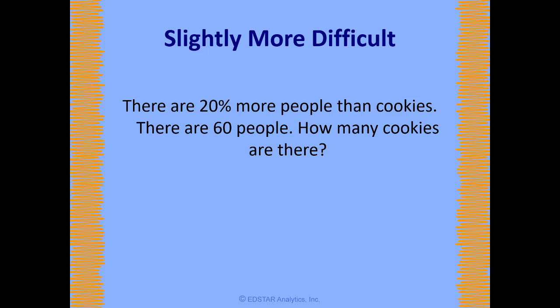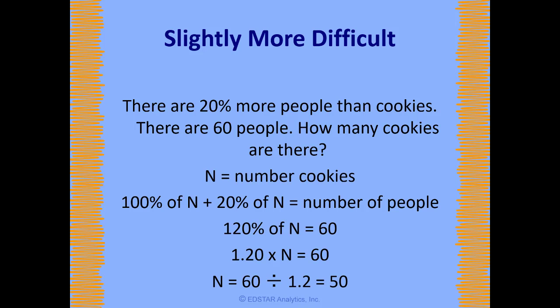And this is slightly more difficult just because there's a couple steps involved. The math isn't any harder, it's just the thinking to set it up has to be done a little bit more carefully. There are 20% more people than cookies. There are 60 people. How many cookies are there? No, the answer isn't not enough. We have to come up with a number. So, what's missing? The secret missing number is the number of cookies. How many cookies are there?